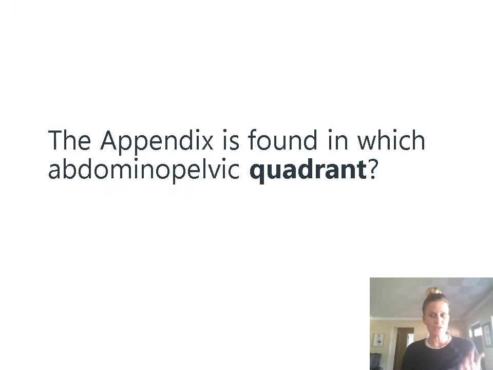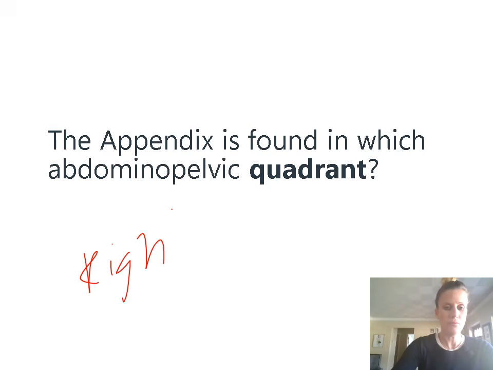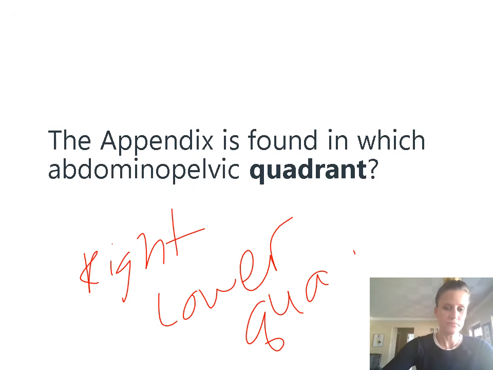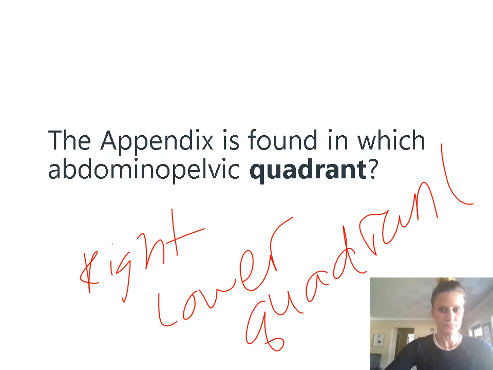Same thing for the appendix, right? When somebody has appendicitis, they have a very classic presentation with pain in the specific quadrant where the appendix is. The appendix is down lower in the belly, but it's still on the right side. So the appendix is in the right lower quadrant. And if a patient has really severe, sharp right lower quadrant pain, I would be worried about appendicitis.